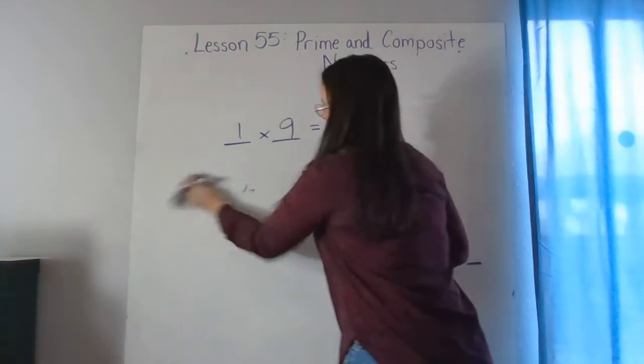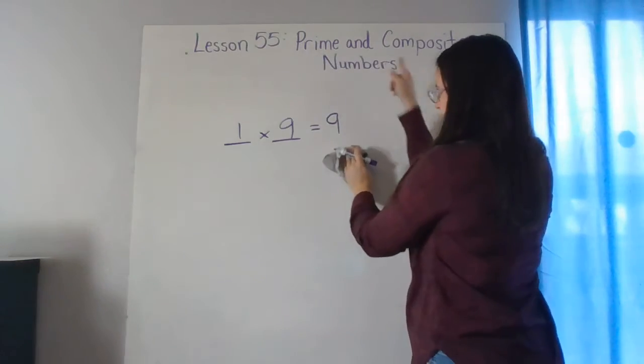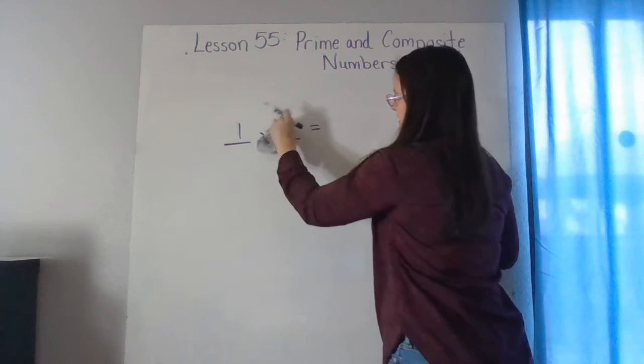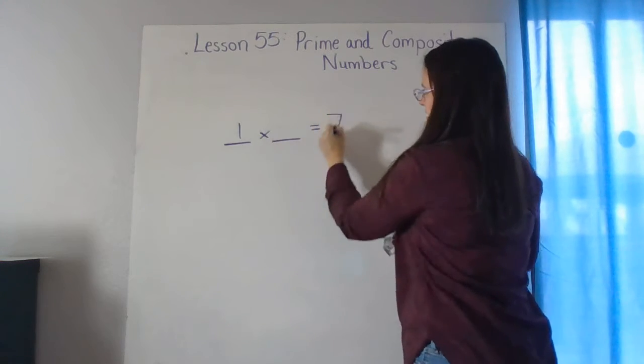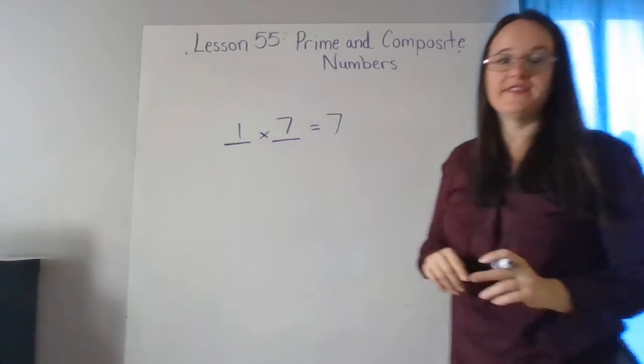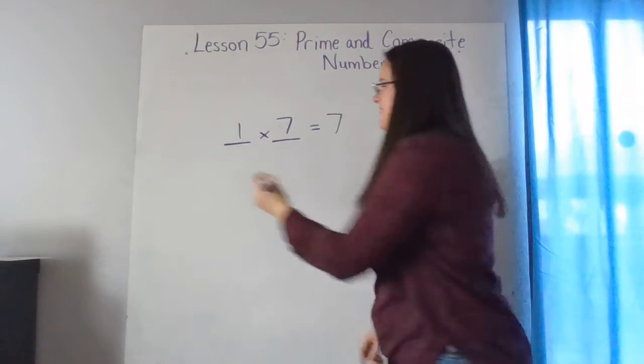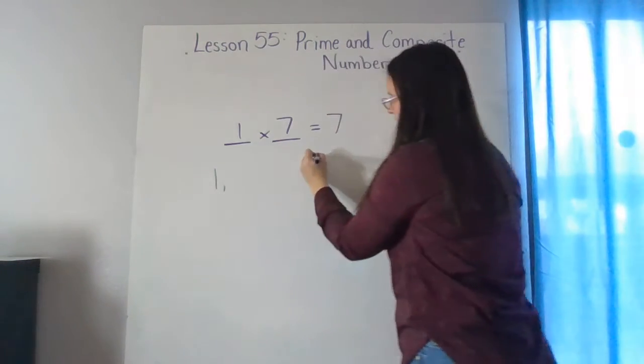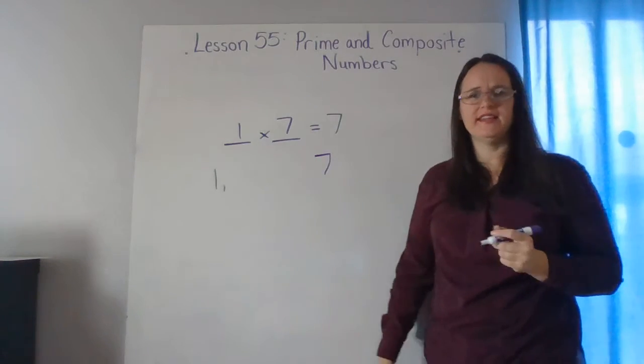And the last one before we talk about these words says list the factors of 7. So I know 1 and 7 is a factor. So I put my 1, I put my 7.